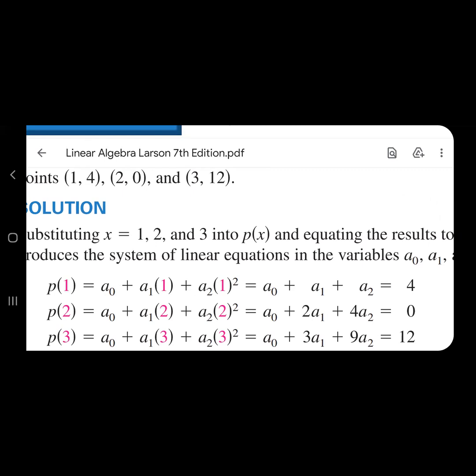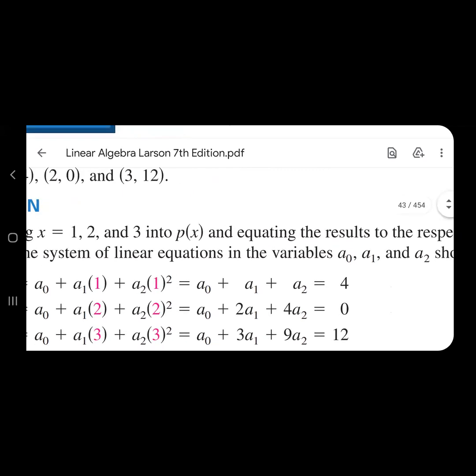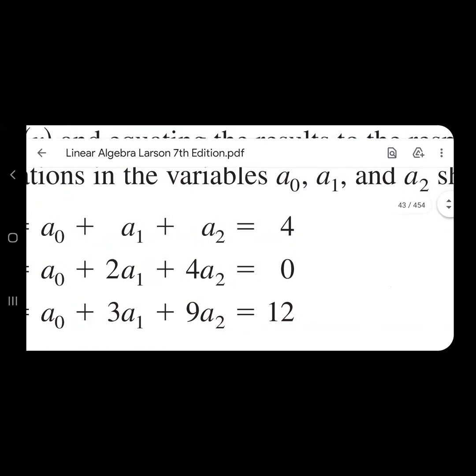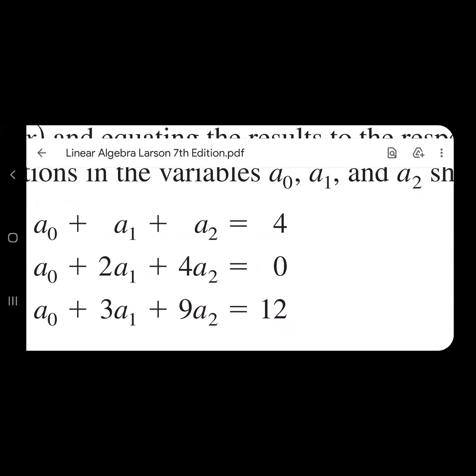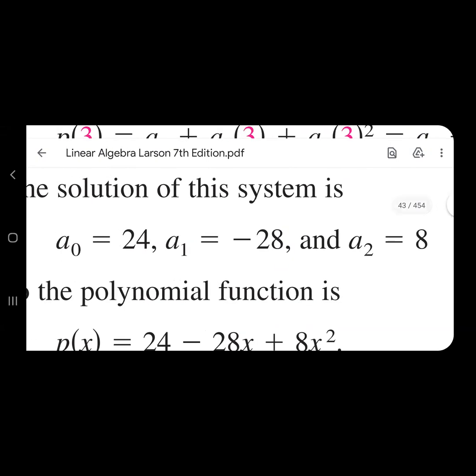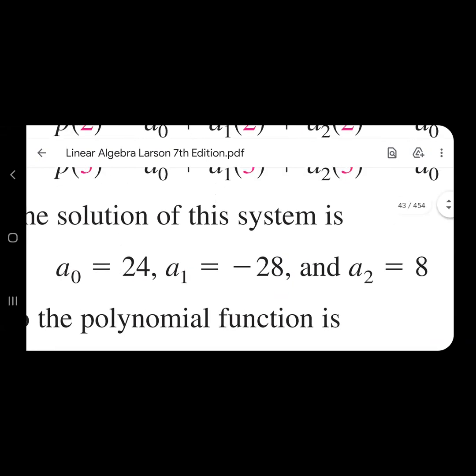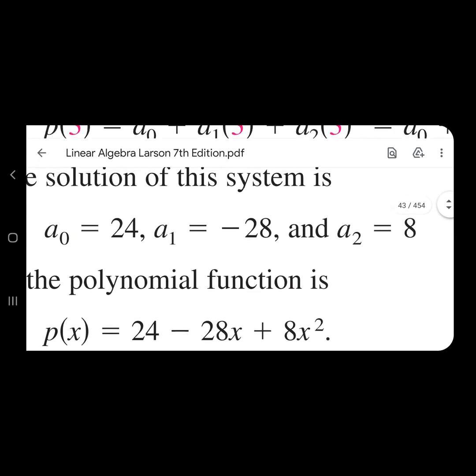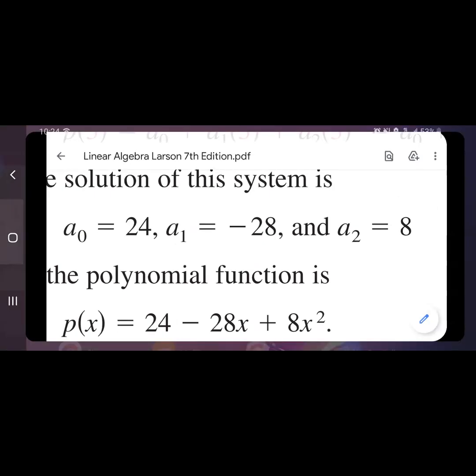Now I have 3 equations with 3 variables. And the book just tells us that these are the answers: a0 is 24, a1 is negative 28, a2 is 8. And the polynomial function is p of x equals 24 minus 28x plus 8x squared. What the book doesn't tell us is how they got this solution. So let's figure it out. So here we go.